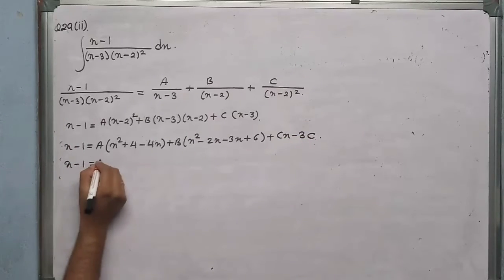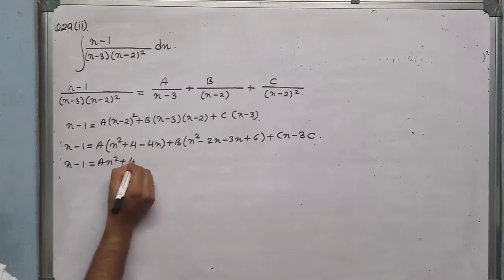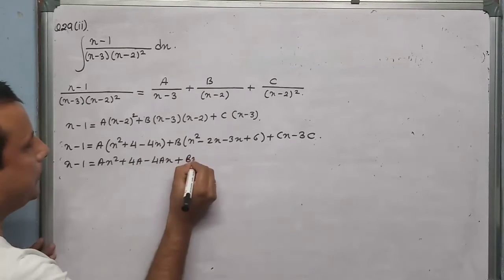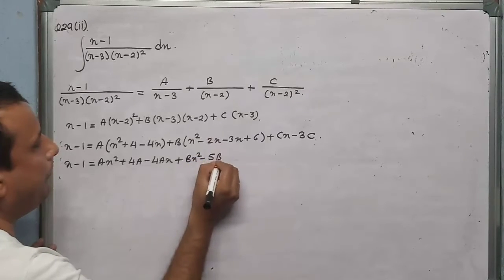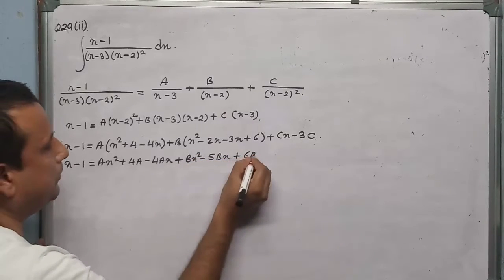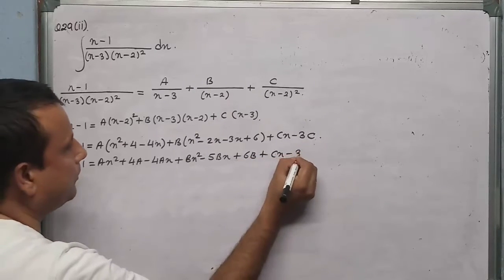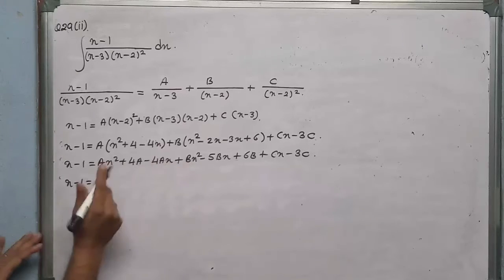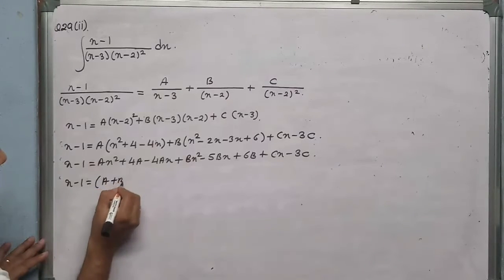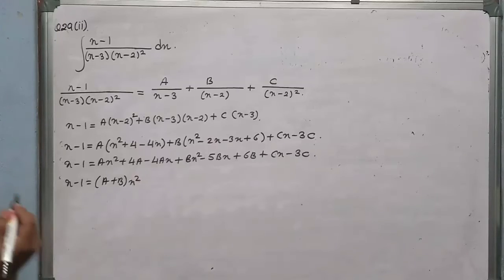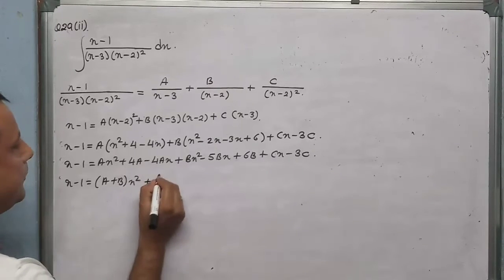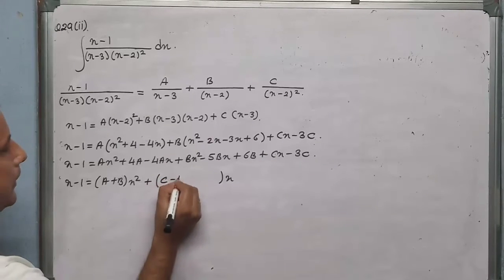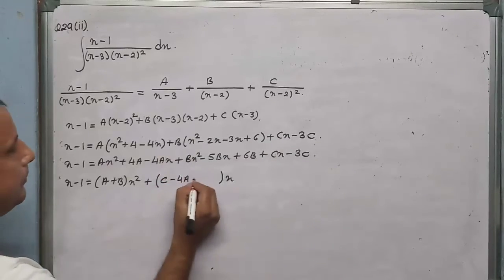x minus 1 is equal to ax square plus 4a minus 4ax plus bx square minus 5bx plus 6b plus cx minus 3c. Now I'll make one quadratic. x square I'll take common. It will be (a plus b) into x square. Next is x common. If I take x common, positive, I'll start with the positive: c minus 4a minus 5b.